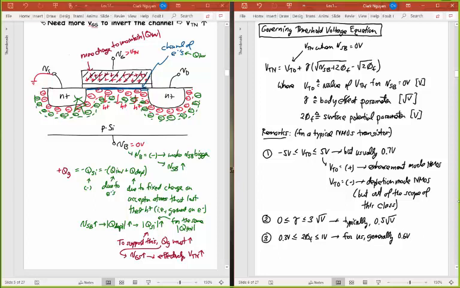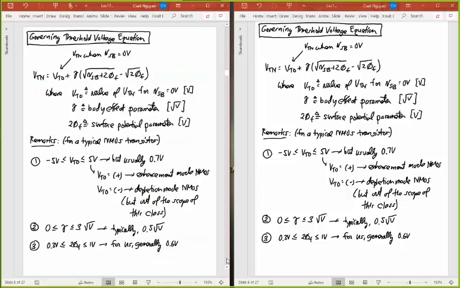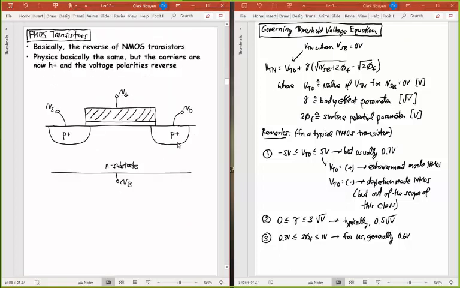Okay, so that's the threshold voltage equation, and with that, we're finished talking about the NMOS transistor, but we're not finished talking about MOS transistors because very important for our circuits that we'll see later on is the complementary transistor to the NMOS transistor. And so that is the PMOS transistor. Okay, so what is a PMOS transistor? It's basically the reverse of an NMOS transistor. So if you know NMOS transistors, just reverse everything.